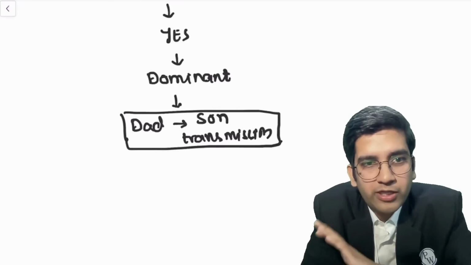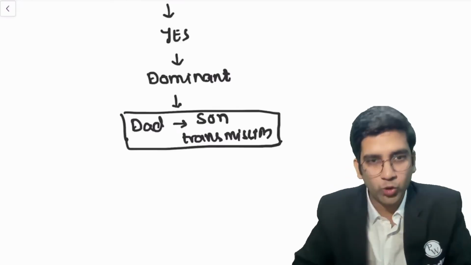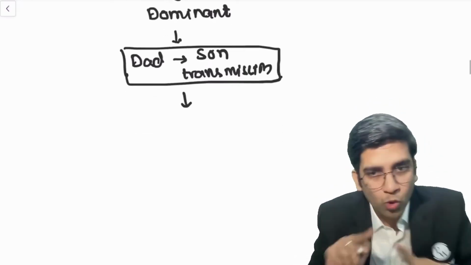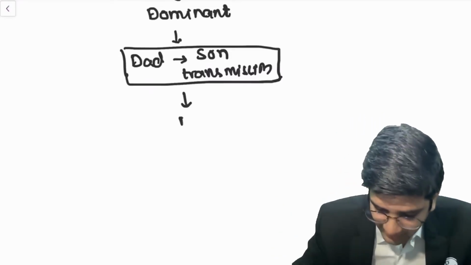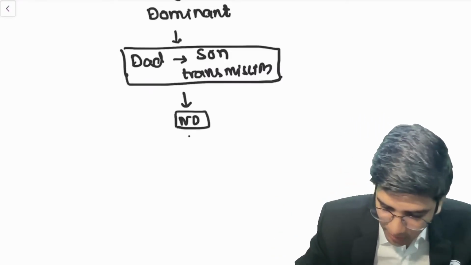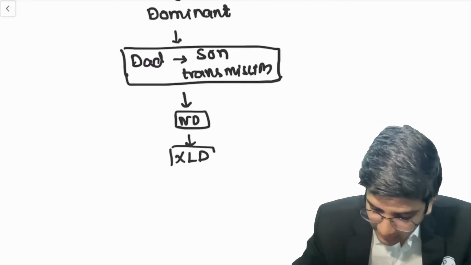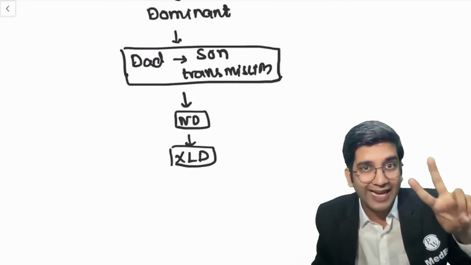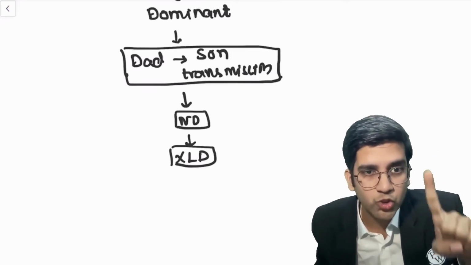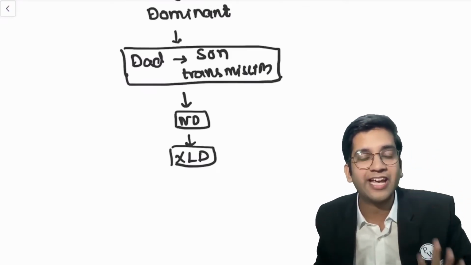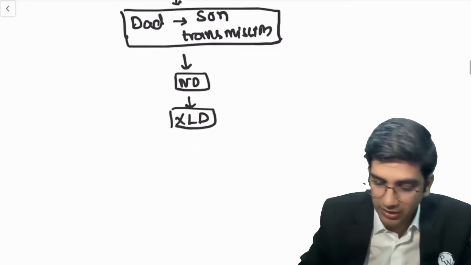Is there any possibility I will transmit to the son? Definitely no. Perfect. If there is no dad to son transmission, if the answer to this is no, you are thinking of an X-linked dominant disorder. Like I said, it's not with one question. I have two questions here, right? If the answer to this is no, I'm probably dealing with an X-linked dominant disorder. Probably, right?